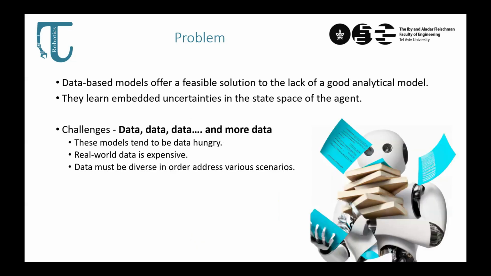The challenges are data, and more data. As we know, these models tend to be very data hungry, and it's very expensive and even dangerous. If we have a robotic arm that needs to train a lot, it can break something if the policy or the model is not yet good enough. And if we have different agents, maybe we have to collect data from each of them, and that's very exhaustive.